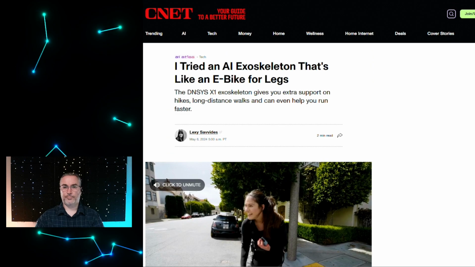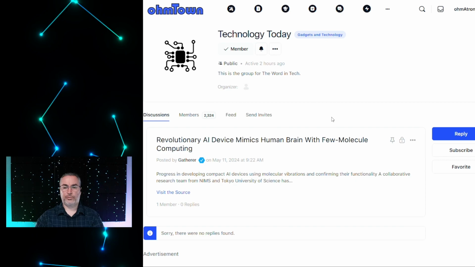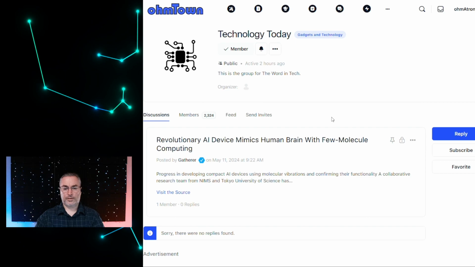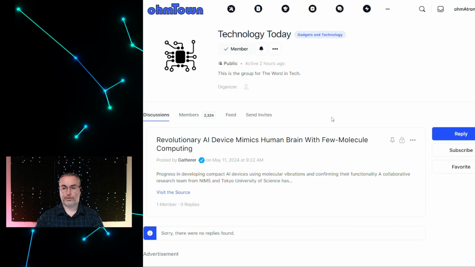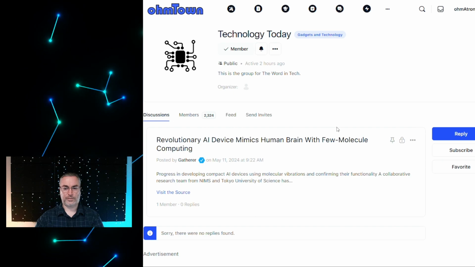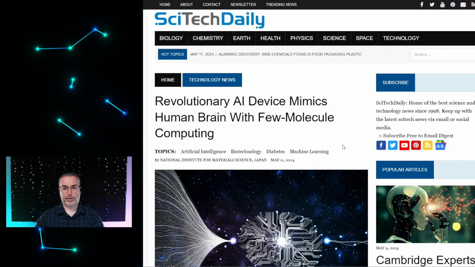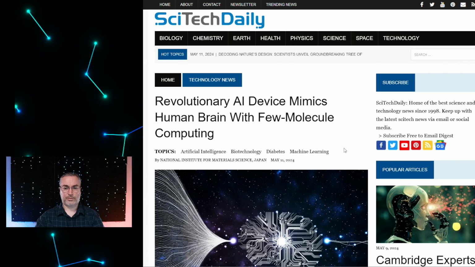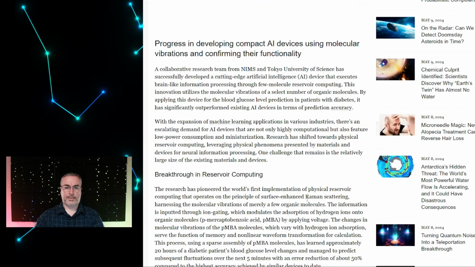Okay. Well, let's keep going. The next article is over in Technology Today: Revolutionary AI device mimics human brain with few molecule computing. Progress is in developing compact AI devices using molecular vibrations and confirming their functionality. A collaborative research team from NIMS and Tokyo University of Science have put together an AI device that mimics the human brain with few molecule computing. The National Institute for Materials Science, Japan, put the article together, but it's posted at scitechdaily.com.